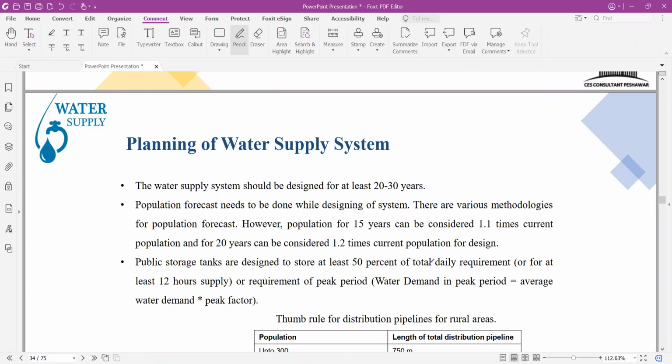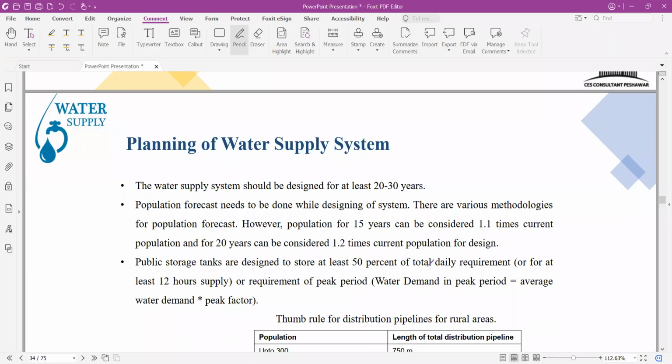So it takes time. Therefore, the commissioning period should also be included. So when you plan, you have to design for 20 years, 25 years. The next step is to forecast the population. It is a very important step. You cannot design a water supply system for the present population because the population increases day by day.